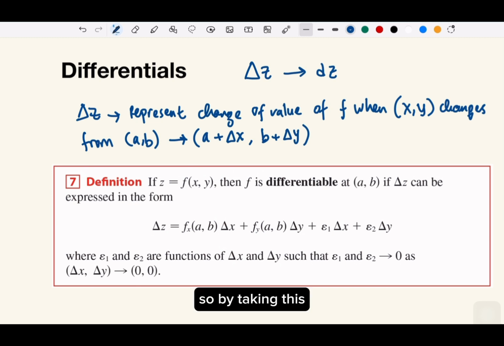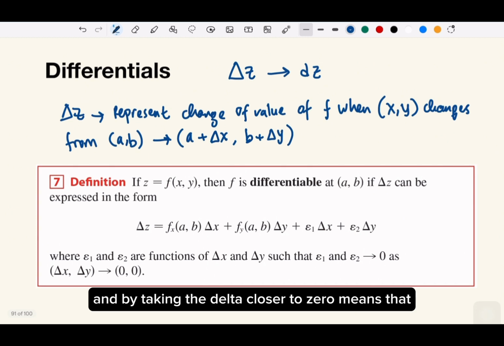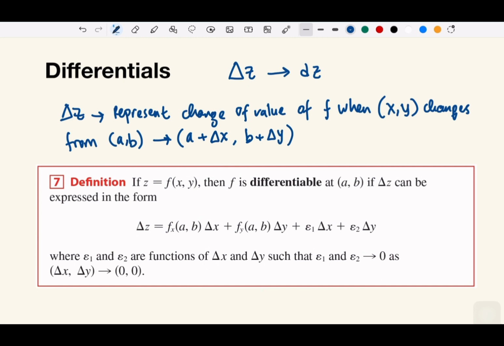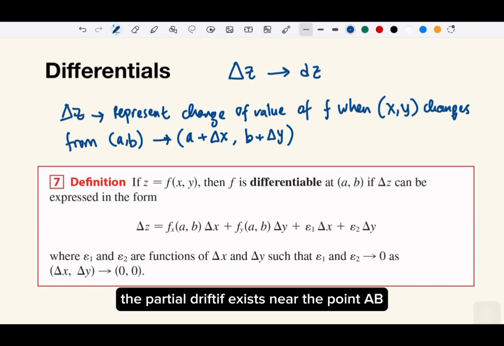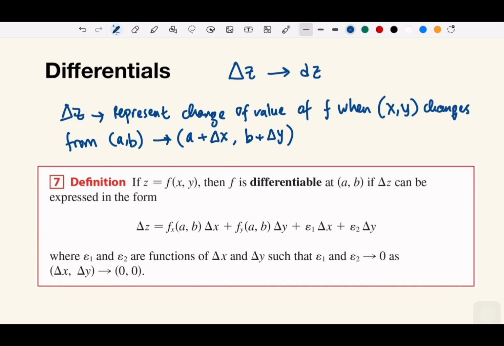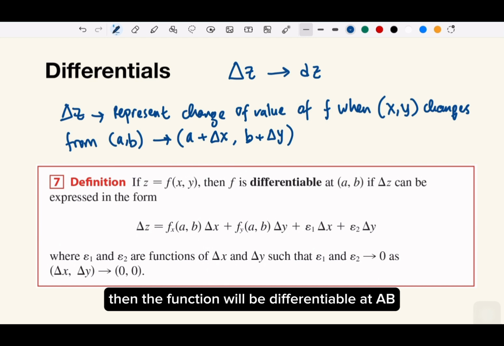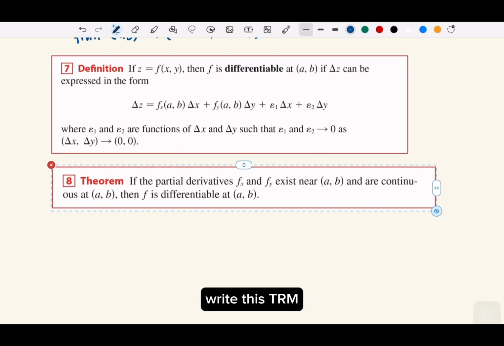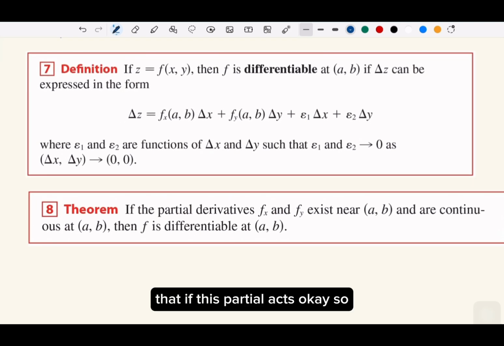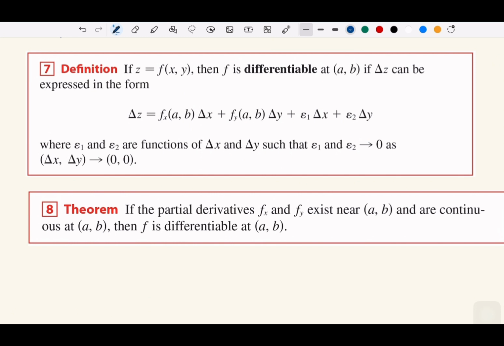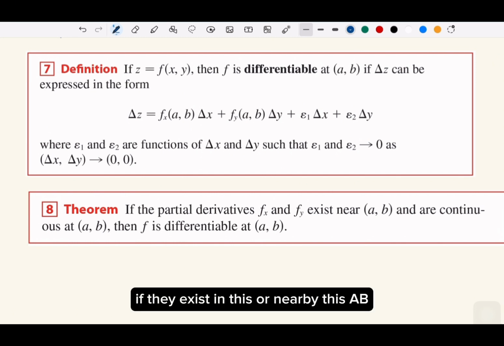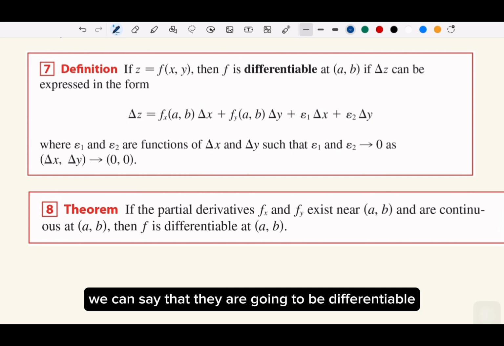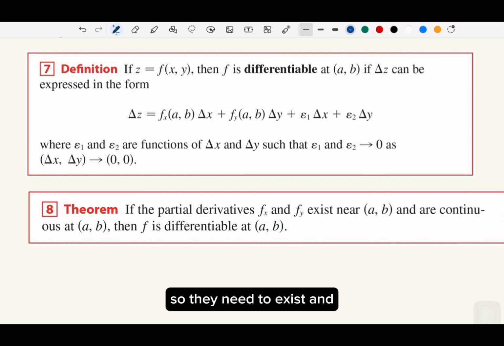By taking the delta closer to 0, it means the partial derivatives exist near the point (a, b). And if they are also continuous, then the function will be differentiable at (a, b). So we can also write this theorem: if the partial derivatives exist at or near (a, b) and are continuous at (a, b), then the function is differentiable at (a, b). They need to exist and be continuous.